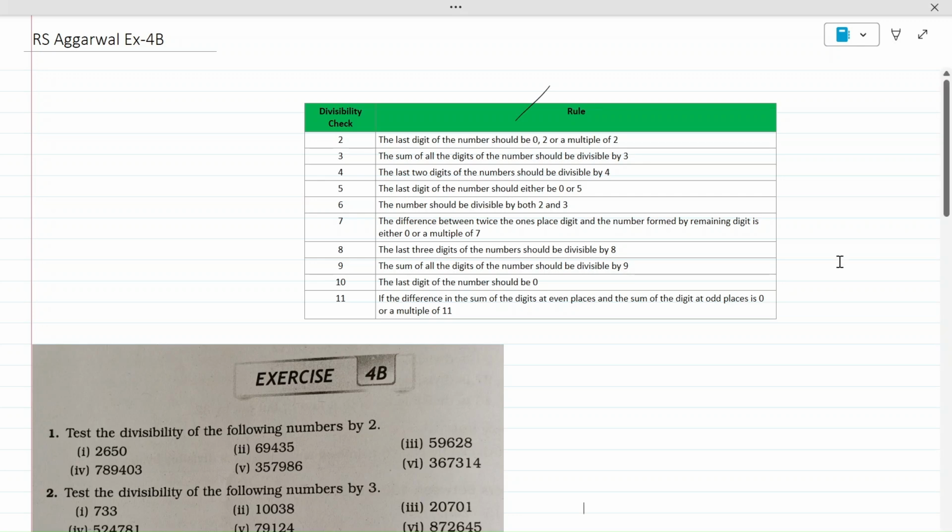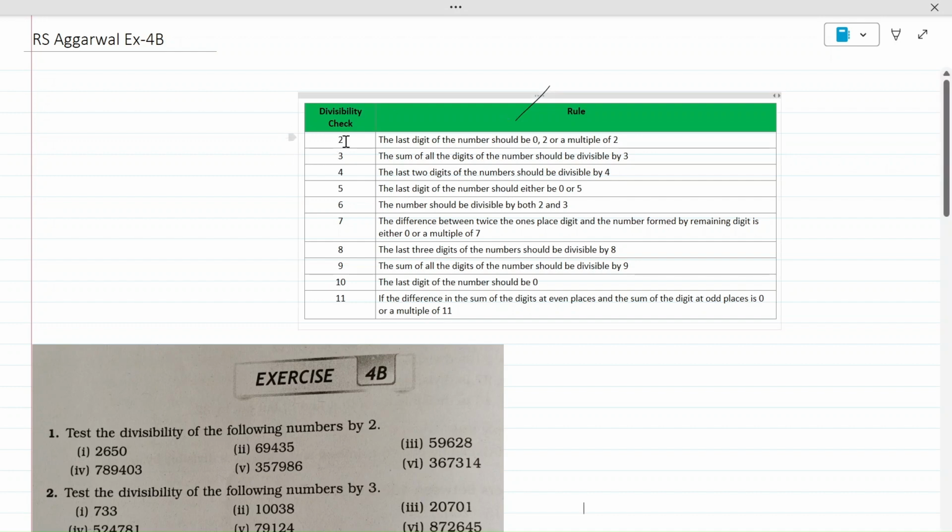Hello kids. So in today's class we are going to do the next exercise, 4B from RS Agarwal, and this exercise is based on the divisibility checks. So what I have done here is I have created a table which contains the divisibility checks for all these numbers. I have mentioned all the rules which we will be using, which we have already learned in NCERT. Okay, so let's go through this table first.